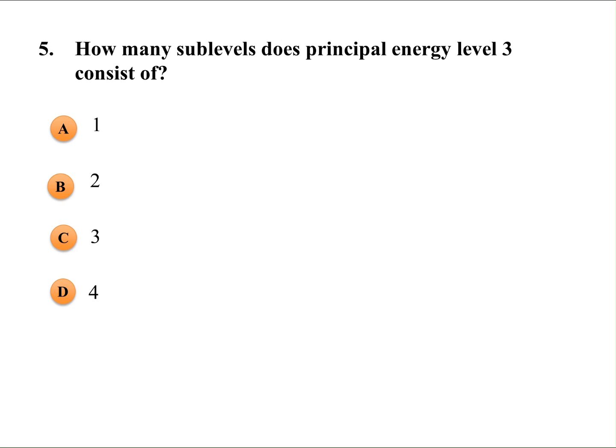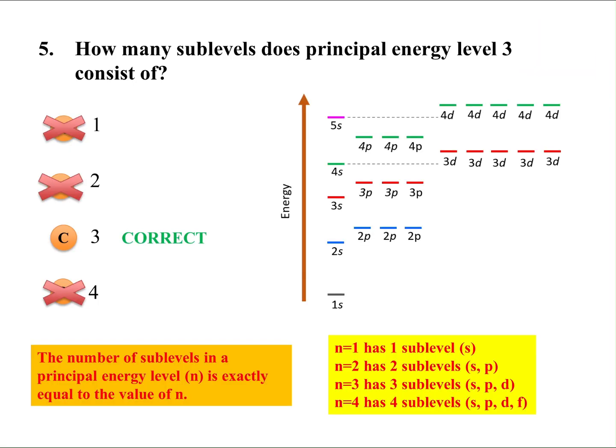How many sublevels does principal energy level 3 consist of? Of course, it's 3, because the number of sublevels in a principal energy level n is exactly equal to the value of n.